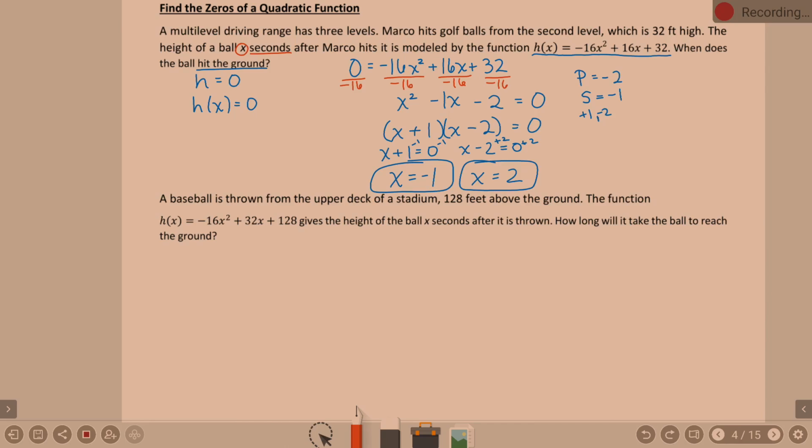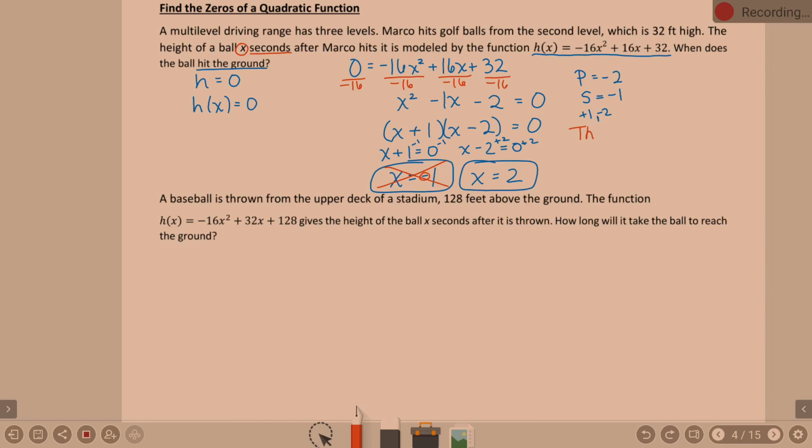Are these both good answers? No. Can the ball hit the ground at negative 1 seconds? No. So we're going to eliminate this answer because in this scenario, negative 1 does not make sense. Okay? So because of the negative, it doesn't make sense. So when does the ball hit the ground? The ball hits the ground 2 seconds after Marco hits it.